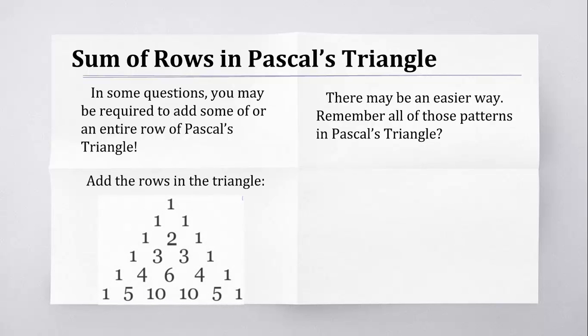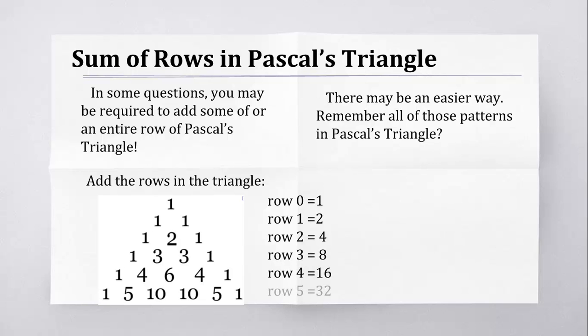If you add the rows in the triangle, you start to notice row 0 is 1, row 1 is 2, row 2 is 4, row 3 is 8, row 4 is 16, and row 5 is 32.